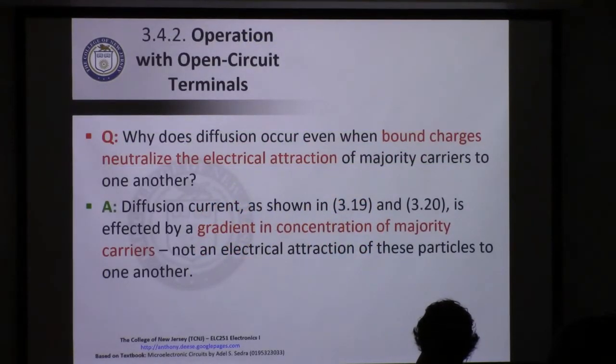So why does diffusion occur even when the bound charges neutralize the electrical attraction of the majority carriers to one another on either side? The answer is that diffusion has nothing to do with electrical attraction anyway. So the fact that the bound charges electrically neutralize the majority carriers does not stop the diffusion. And so the diffusion continues and slowly evens out the concentration gradient.